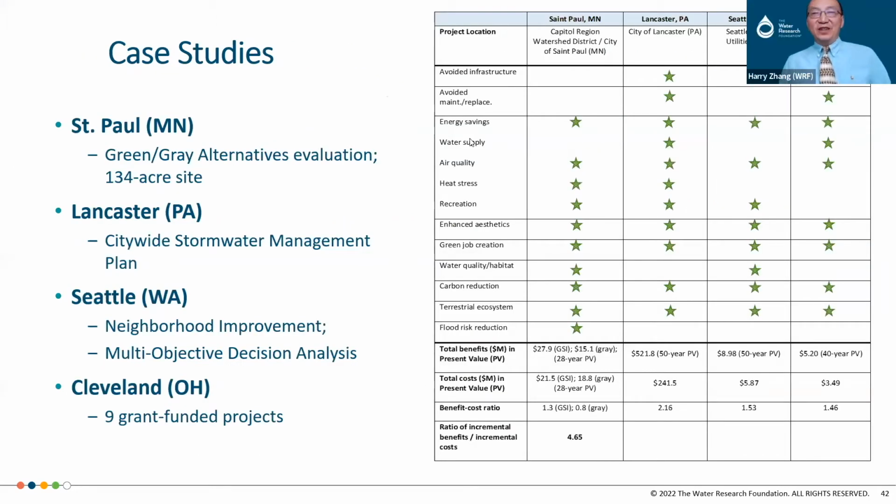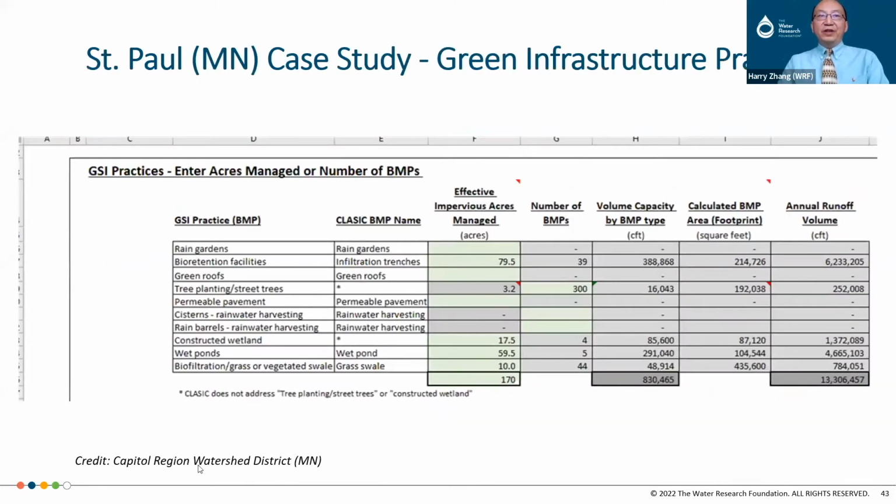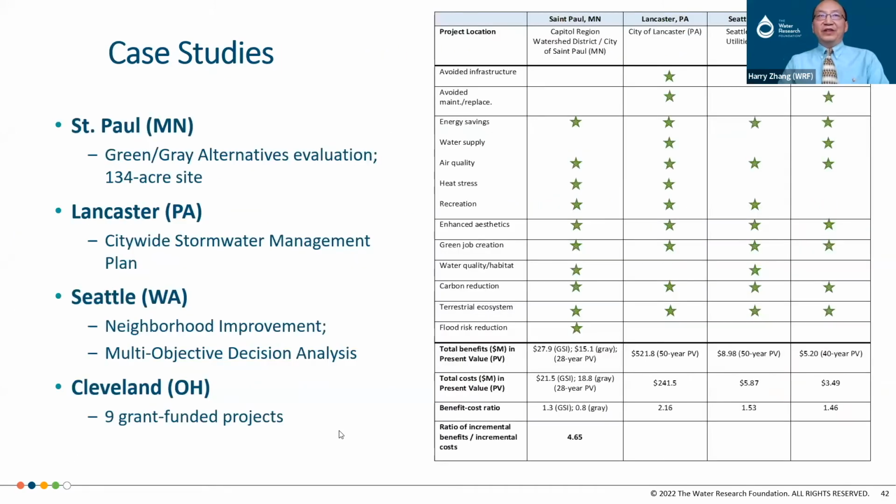So on this one, I want to thank you for that question. This is a pretty good question. One of the things on the market for benefit quantification is called AutoCase. This is a proprietary tool. I want to give credit to Capital Region Watershed District in St. Paul, who shared one of their studies.